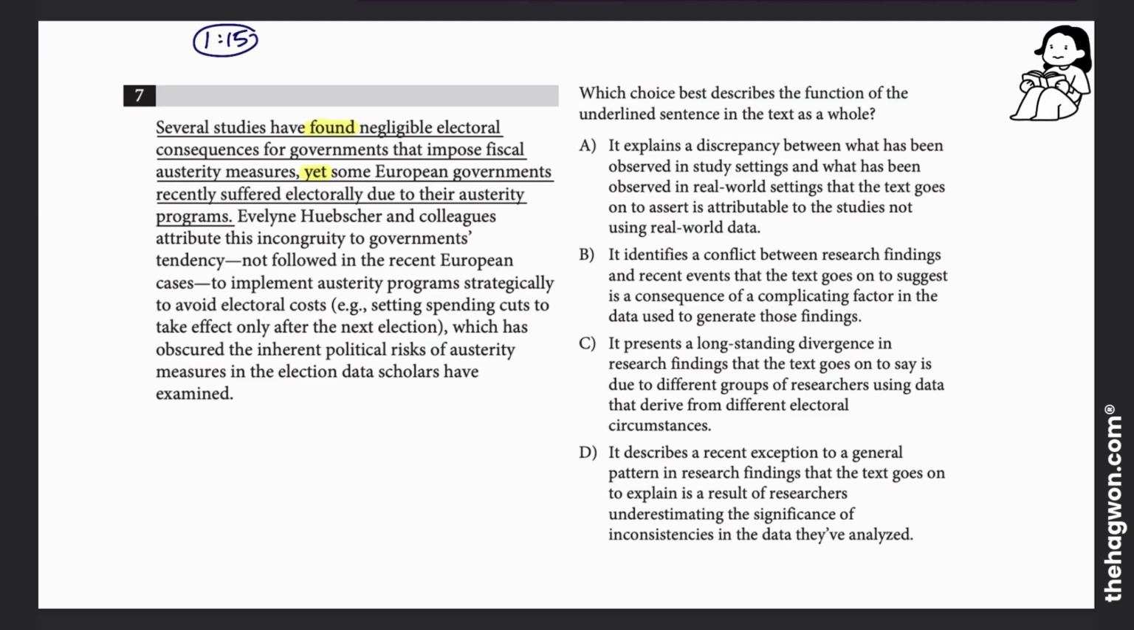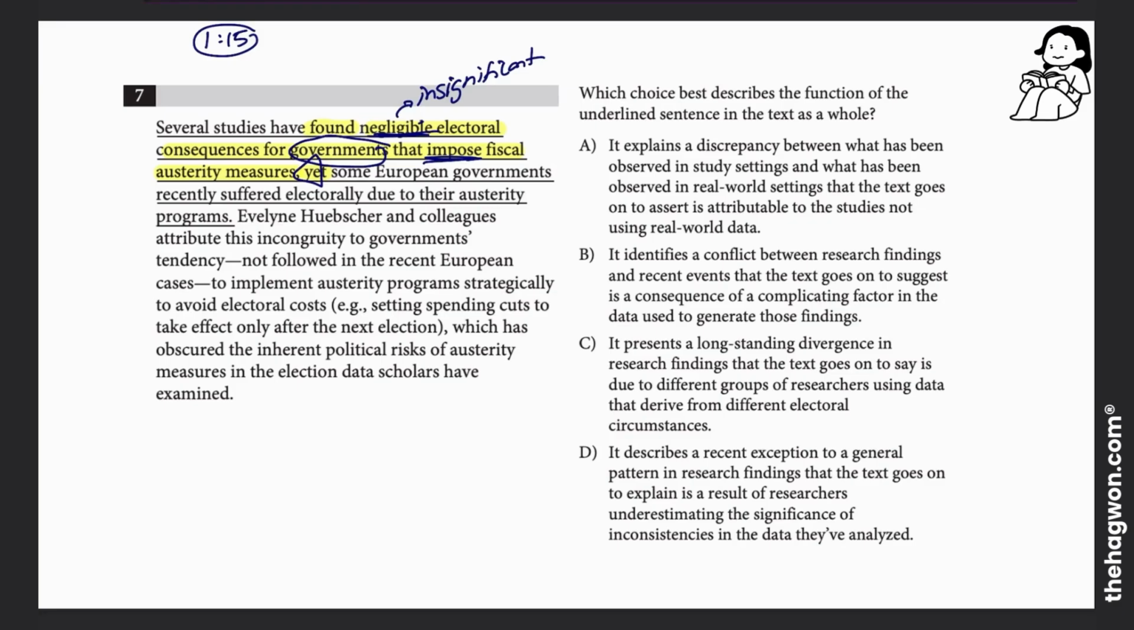So we said that we found negligible electoral consequences for governments that impose fiscal austerity measures. Now, I'm not going to let the fact that maybe I don't understand what fiscal austerity measures are stop me from understanding the rest of the sentence. Because all I really need to know is that there was a study, and what we found is that governments are imposing something, but there were negligible, meaning insignificant consequences for what they did. So governments do these measures, but they're not that really important. It really doesn't matter. There aren't a lot of consequences or important consequences attached to it.